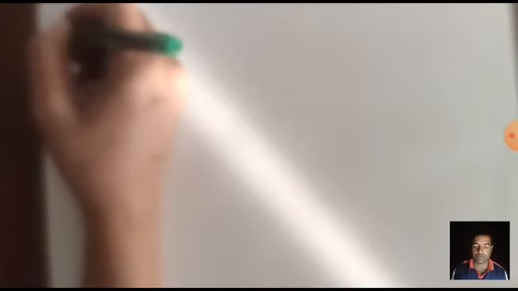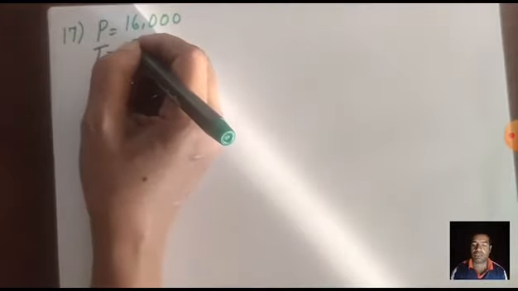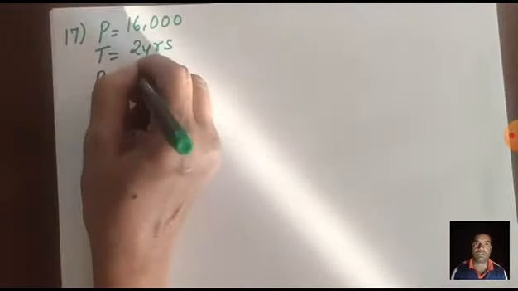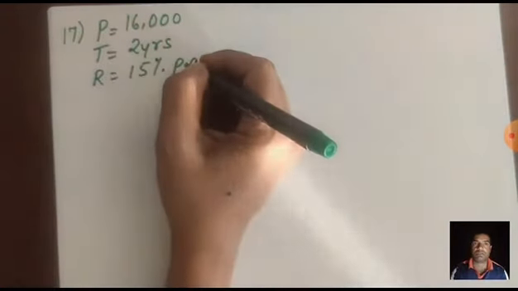Now we will see the question number 17. Gautam takes a loan of rupees 16,000 for 2 years at 15% per annum compound interest. He repays 9,000 at the end of the first year. So how much must he pay at the end of the second year? So P will be the 16,000, T will be the 2 years, R will be the 15%. It is given here, 15%.